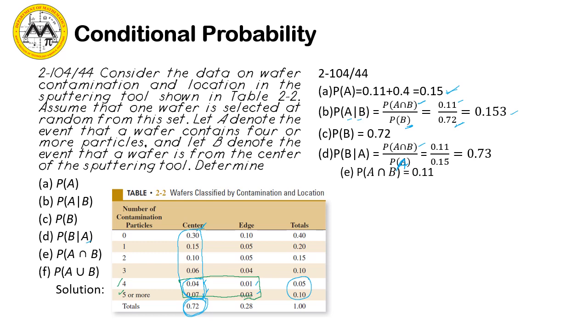Next is the intersection of A and B. The probability of the intersection of A and B is 0.04 plus 0.07. That's 0.11. While for A union B, the union is A, B, and the intersection. So we're going to add 0.72 plus 0.01 plus 0.03. So I think that's 0.76.